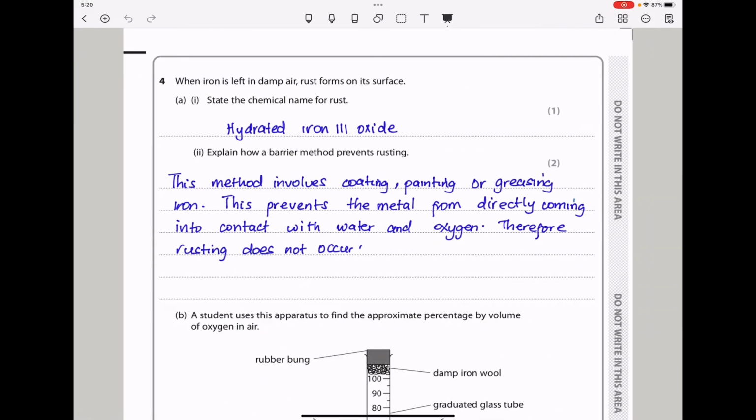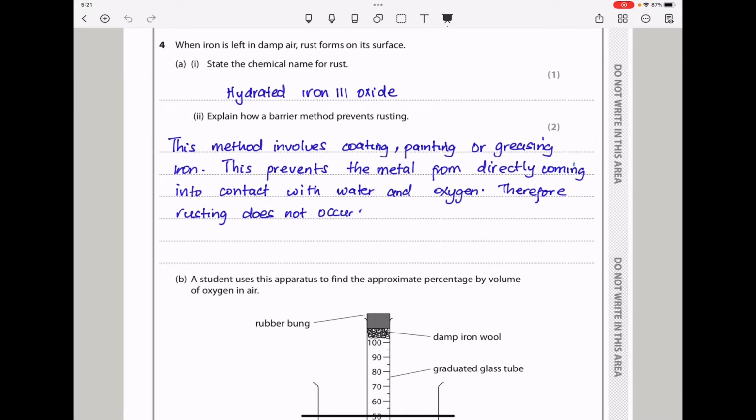Question 4. When iron is left in damp air, rust forms on its surface. State the chemical name for rust. Rust is called hydrated iron 3 oxide. You have to include the word hydrated to show that it contains water.